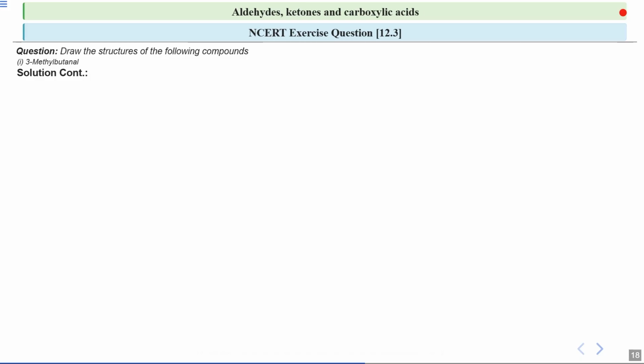Now first we will see 3-methylbutanal. If you see over here, first we will identify the parent chain. The parent chain is butane over here. Butane means this main chain has 4 carbon atoms. And 'an' shows that this is fully saturated, which means only single bonds are present between carbons. So a 4-carbon chain is the backbone, and this is a saturated compound.